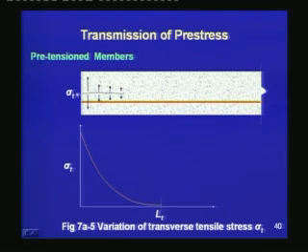Towards the end of the member, when the prestressing is being transferred to the concrete, a transverse tensile stress develops, which is maximum at the end, and it drops down over the transmission length, and beyond the transmission length it is practically zero. Unless reinforcement is provided, there is a chance that this will lead to cracking at the end of the member.